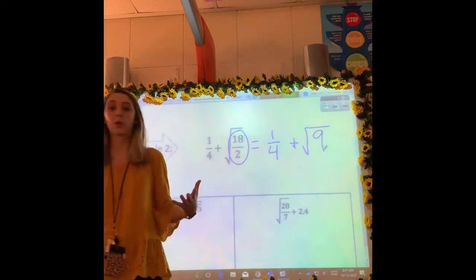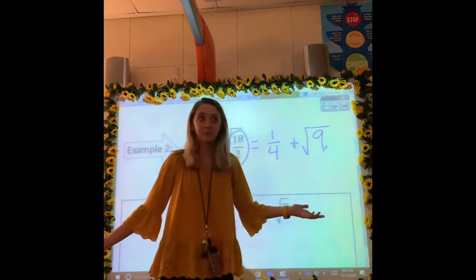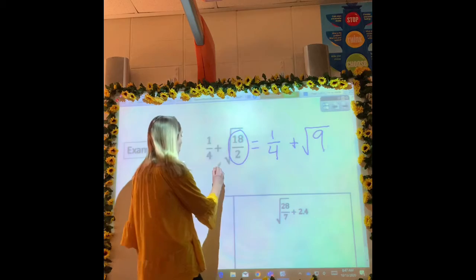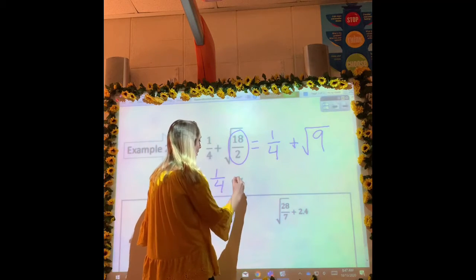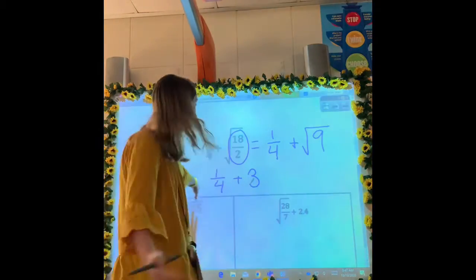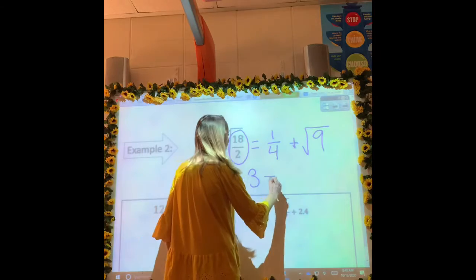So now we have 1/4 plus the square root of 9. Well, do we know what the square root of 9 is? Yes, it's 3 because 3 times 3 gives us that 9. So now we have 1/4 plus 3. And then all you have to do is add those fractions, and then you get your answer. All right, so when you added them, you should have got 3 and 1/4.